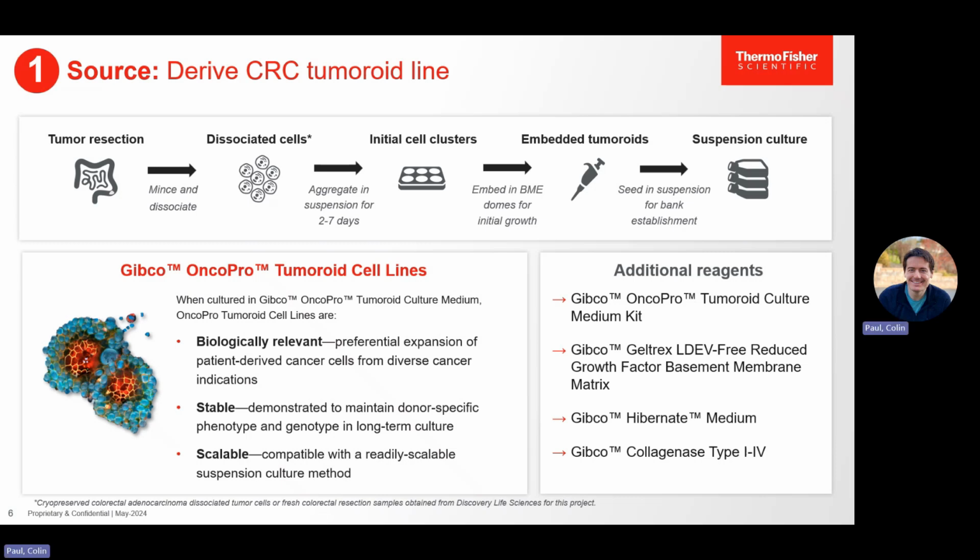While new tumoroid lines can be derived from tissue samples, we also offer a number of Gibco OncoPro tumoroid lines across cancer indications that have documented 3D morphology, genetic and phenotypic stability, and consistent growth profiles, and can be used to quickly implement physiologically relevant tumoroids in assays of interest.